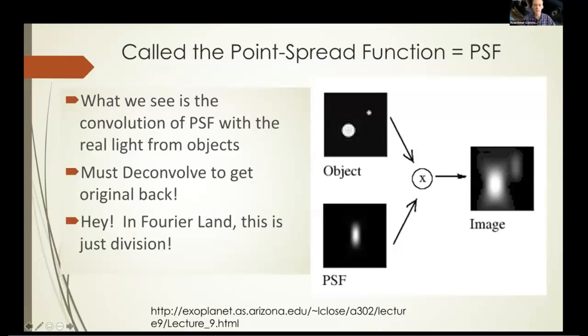Now, what if you wanted to get the top left picture, which is the real light coming from the stars? How do you get that back? Well, in Fourier land, it's just division. You just divide your image by the point spread function, and you get back that nice pretty picture on the top left, that nice clear object image.